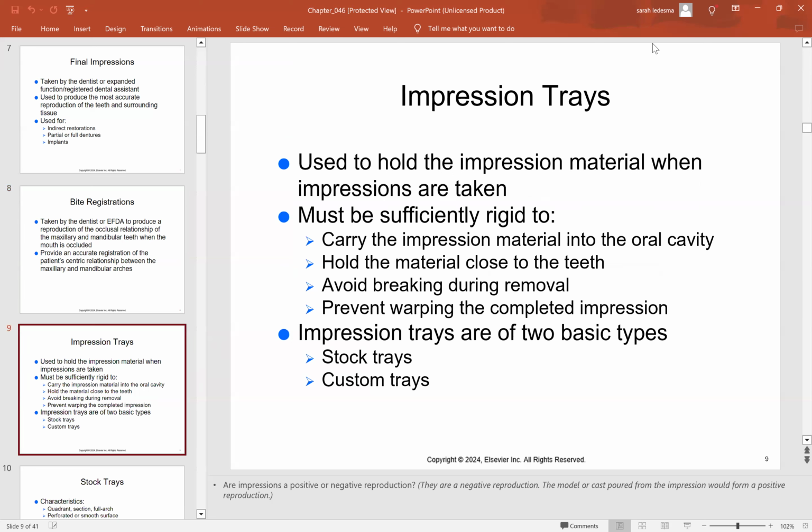Impression trays are used to hold the impression material when the impression is taken. They might be rigid, and these are used to carry the impression material into the oral cavity and hold the material close to the teeth. We want to avoid any breaking while we're removing the impression, and it's also going to prevent warping once that impression is completed. There are two basic types of trays: we have our stock trays and then our custom trays.